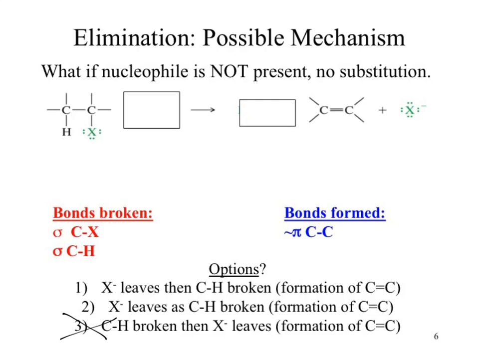What is the similarity between substitution and elimination? Sort of. I'd like a little bit more detail than that. What happened in substitution type 1? We broke the leaving group first. What happens in elimination type 1? You break the leaving group. Then we break the hydrogen. What happens in substitution type 2? They occur at the same time. What is happening in elimination type 2? They're occurring at the same time.